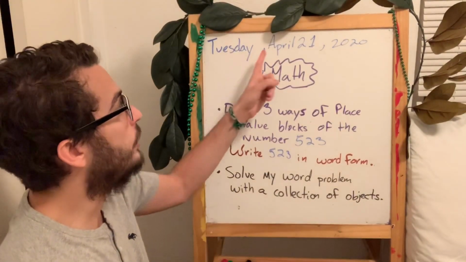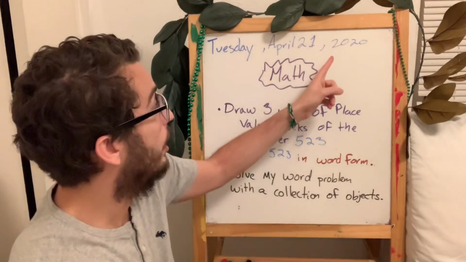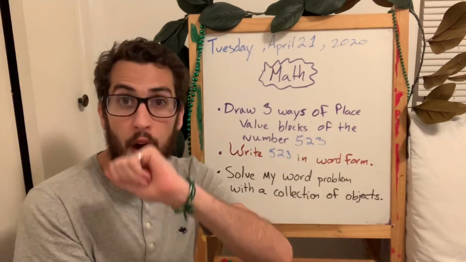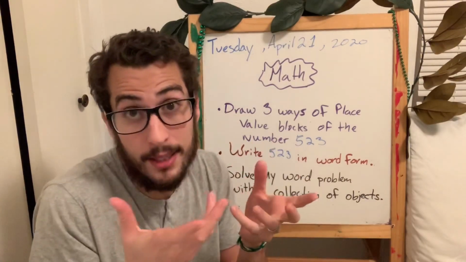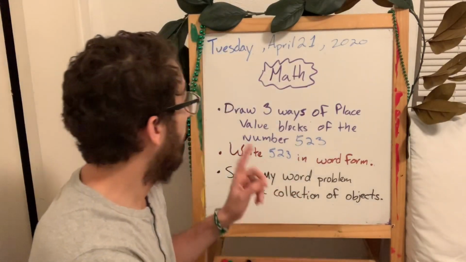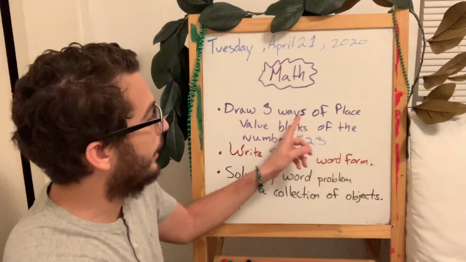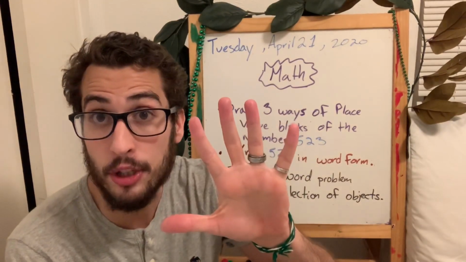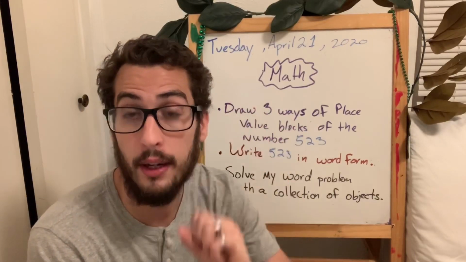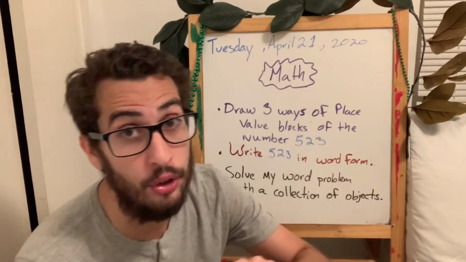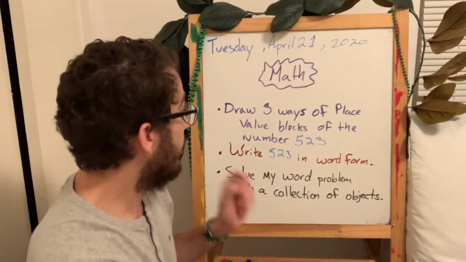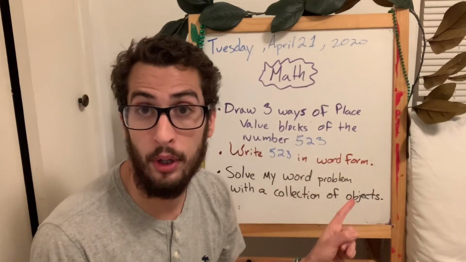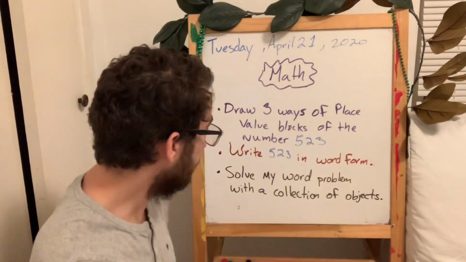Today is Tuesday, April 21st of 2020. In math, you are going to draw, like yesterday, 3 ways of place value blocks of the number 523. That's the number that you have to do. That's your homework. Then you're going to write that number in word form, en palabras.